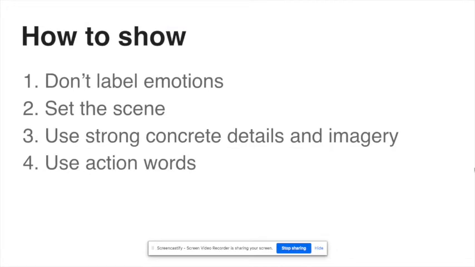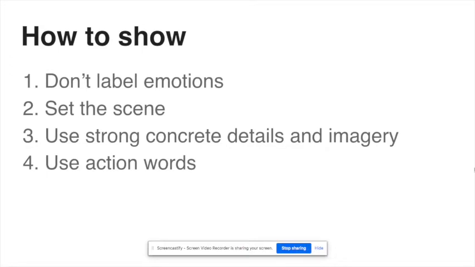So let's talk about how you can use showing in your writing. In this lesson, I'm going to talk about 4 tips that you can use to show rather than tell. The first tip is don't label emotions. If you simply write, I felt sad, or I felt scared, that's a pretty good clue that you're telling rather than showing. So instead of labeling those emotions directly, try to describe how those emotions felt, what they looked like, how they sounded, what they smelled like or tasted like. You can think about your 5 senses and see if you can describe that emotion through those.